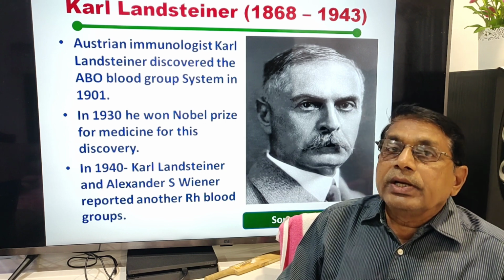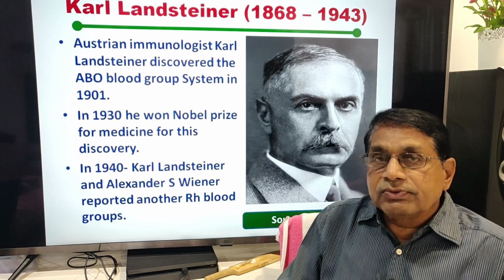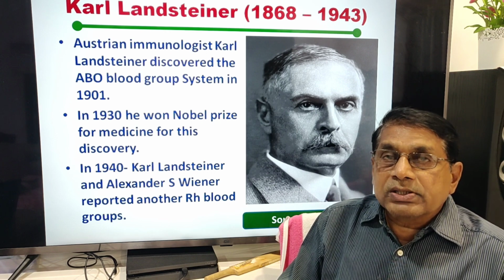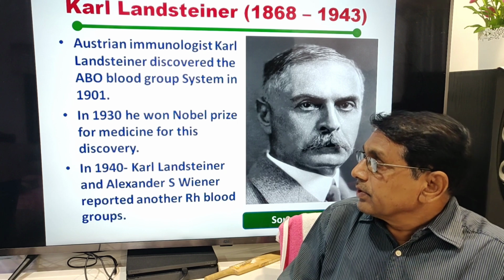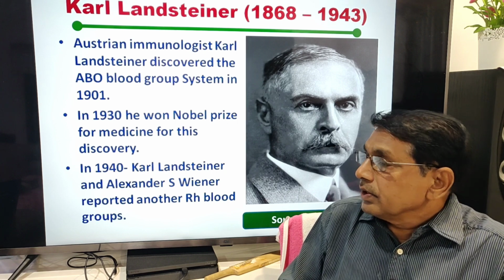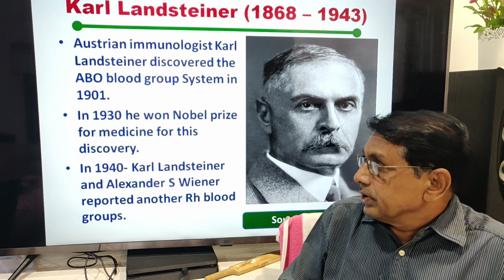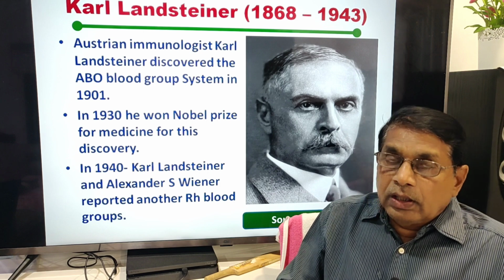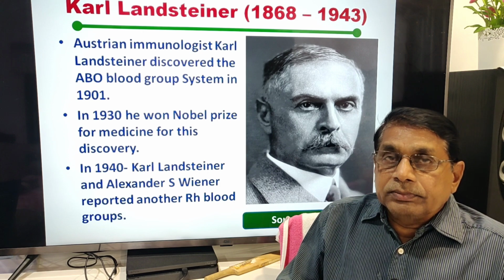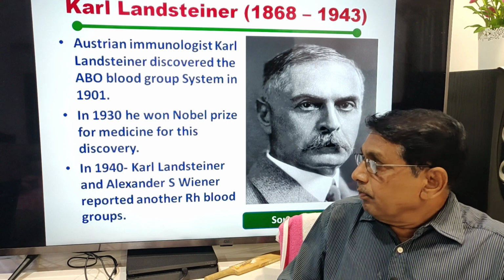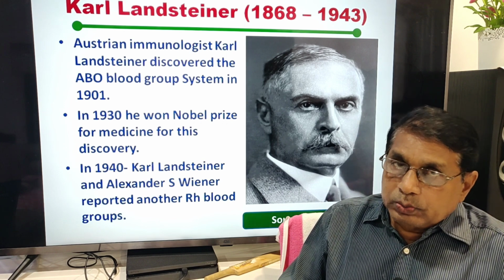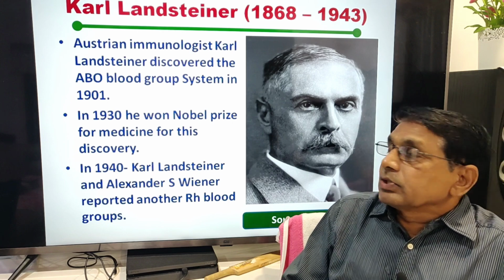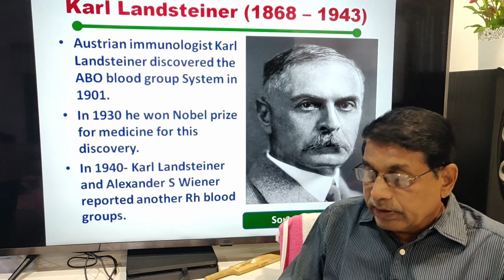After almost 30 years, the importance and applications of his work were recognized, and he was awarded the Nobel Prize in Physiology and Medicine. In 1940, he discovered another type of blood group that is known as the RH blood groups. This is a great scientist, Karl Landsteiner.